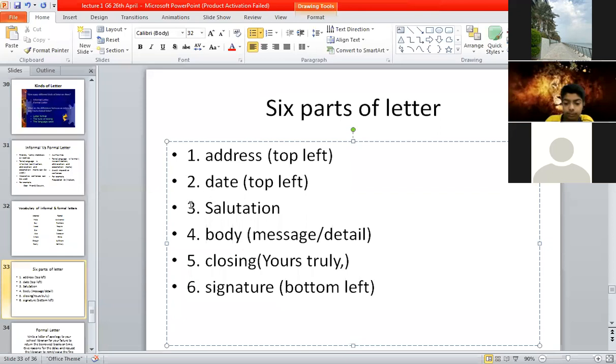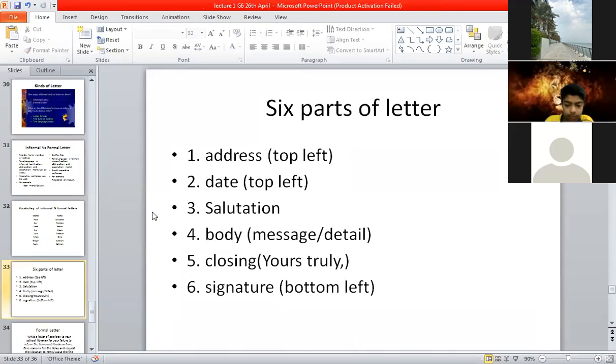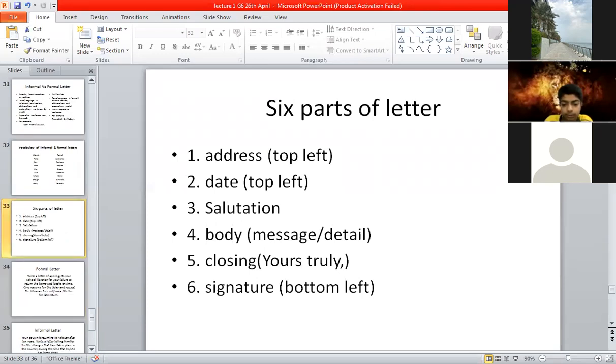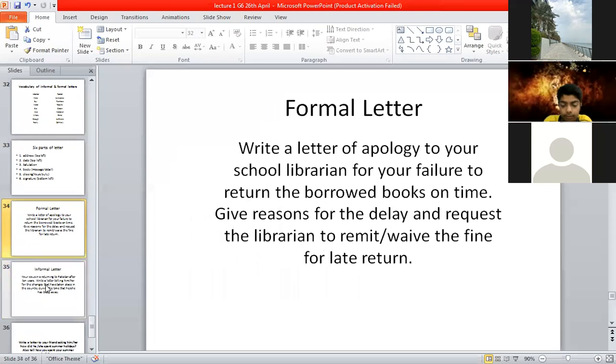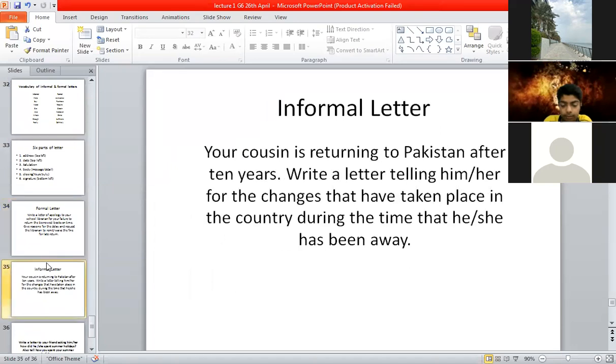Okay. So today you are going to write 2 letters. You have to write 2 letters. It is your weekend homework. First one is a formal letter and then an informal letter.